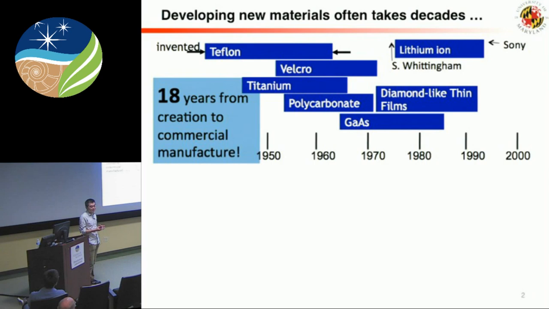So here is a little bit of history of materials design. We all know that our society heavily relies on certain materials, for example Teflon, titanium, semiconductors. If you look back in history, any of these materials takes on average about 20 years from the time of invention to the time of commercialization. This is a very, very long time.